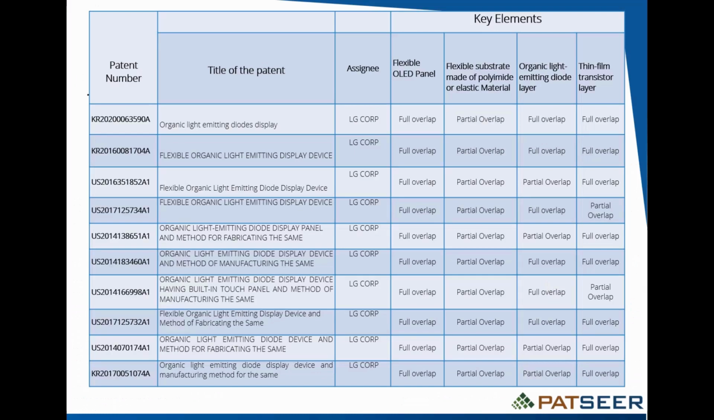So basically this is the table. Over here are the top 10 records. Then these are my key elements, which is flexible OLED panel, substrate being used, OLED layer, and thin film transistor. Then all these records belong to LG Corp, and these are the overlaps that I got when I compared it with the claims part of the patents and the paragraph and the key elements.